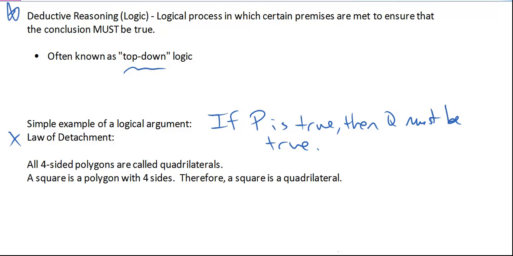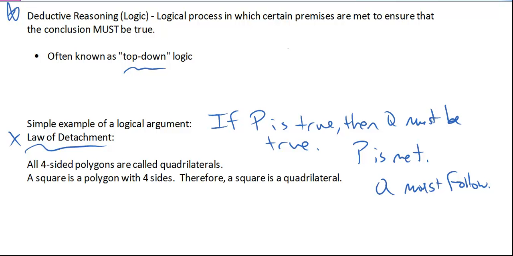So we use these statements all the time, and we use this law of detachment all the time as well, because what it says is if you have a statement like this, and P is met, that hypothesis is met, then we know that Q must then follow. So if I make the statement, "if you loan me $1, I'll pay you back tomorrow," then it is understood that as soon as I get that $1, I'm going to pay you back. That must be the conclusion that follows if that was a true statement.